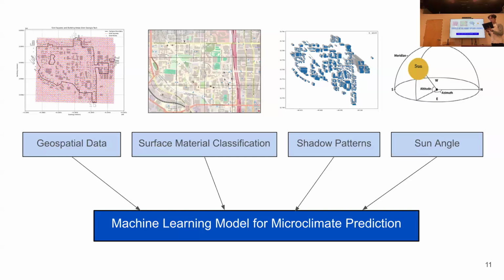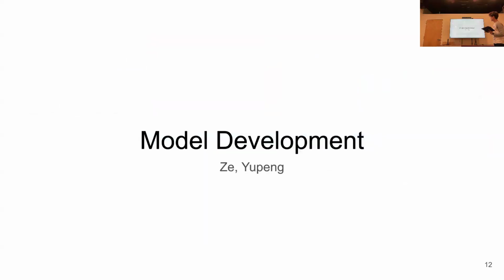All the elements mentioned above are the input parameters we've collected for training the machine learning model. Our goal is to leverage geospatial data, surface material classification, shadow patterns, and sun angle information to enhance the accuracy and reliability of our microclimate prediction. By incorporating these environmental and spatial variables, we aim to create a more robust model that better reflects real settings.